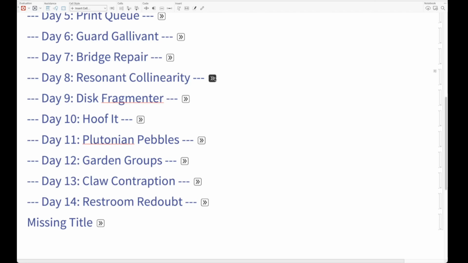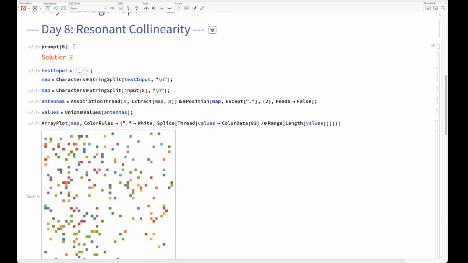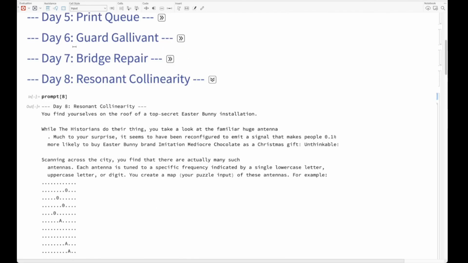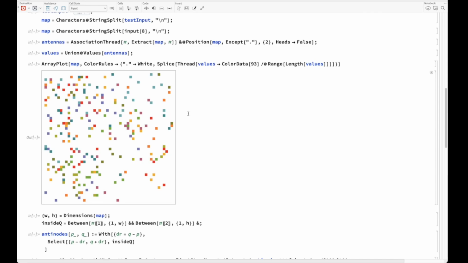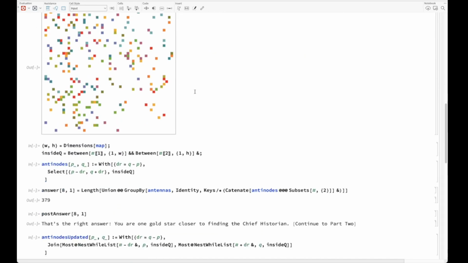All right, day number 8. Okay, what was that about? I don't remember. No, so those are the antennas. I think you're basically given a grid of dots which represent antennas of different types. I guess if it's the same color, that's the same type of antenna, and all you have to do is put antinodes around those antennas in some specific way.